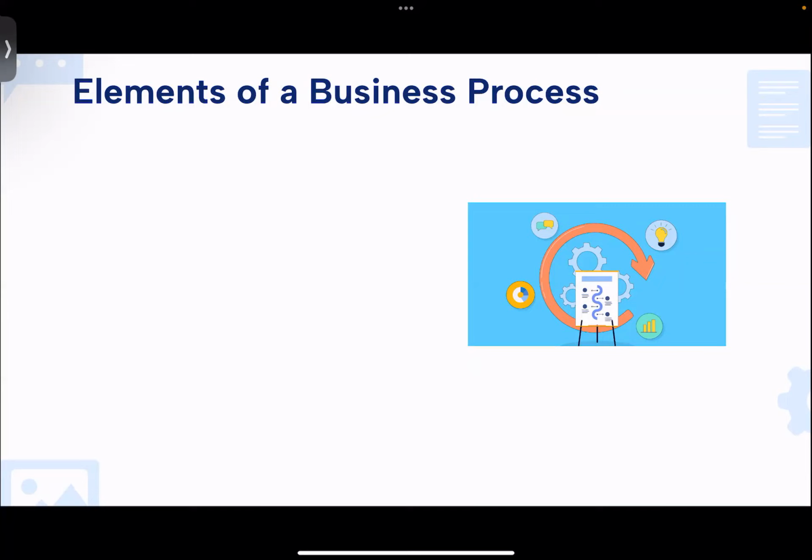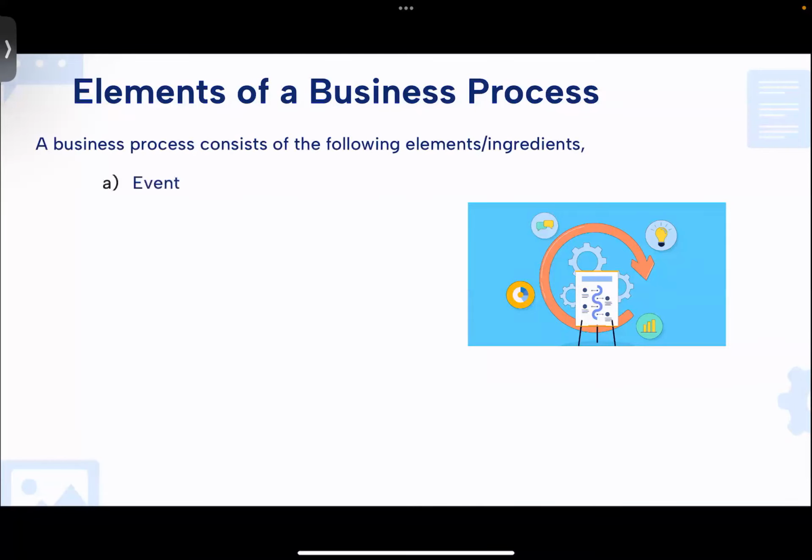Okay, so basically, when we consider the elements of a business process, we can identify the elements based on the definition. Objectives means the outcomes. Through the definition that I gave you all to write, you can identify the elements. These elements are also known as ingredients of a business process.